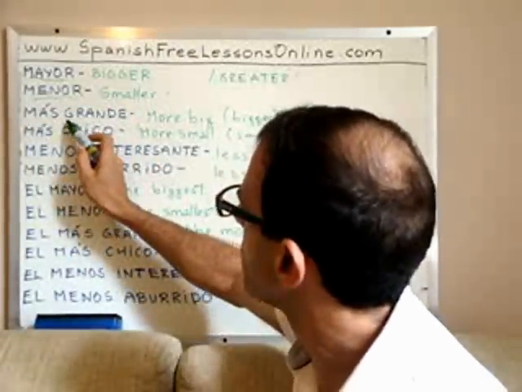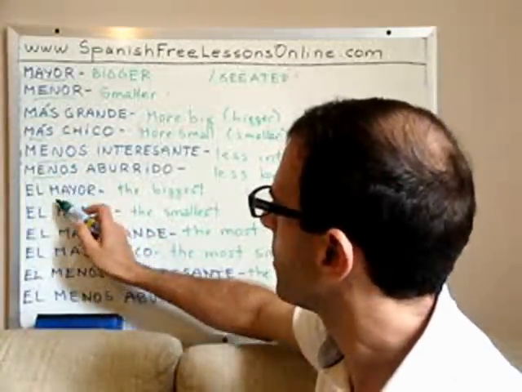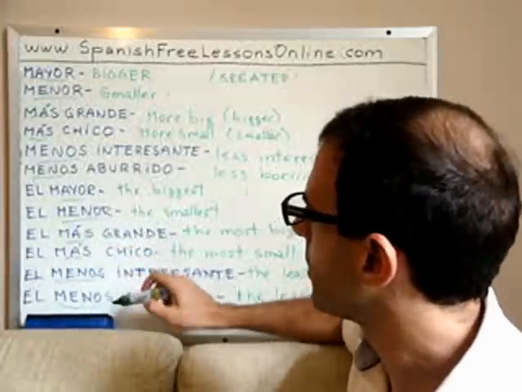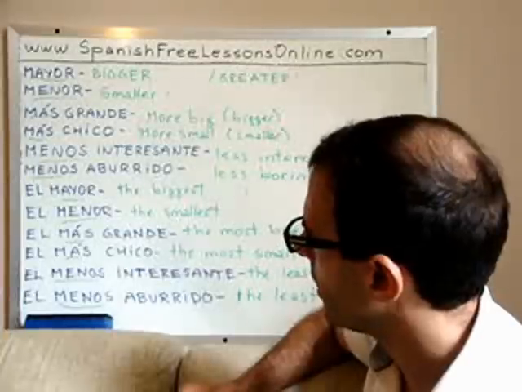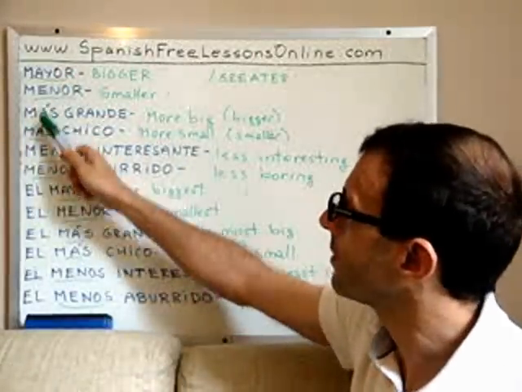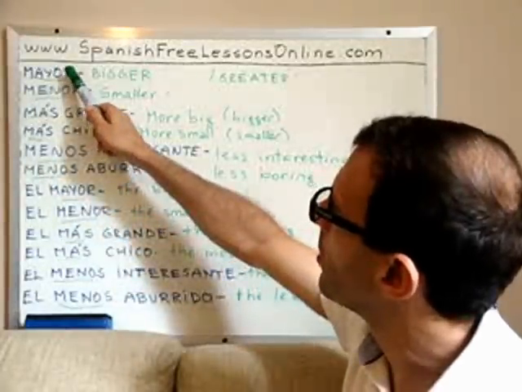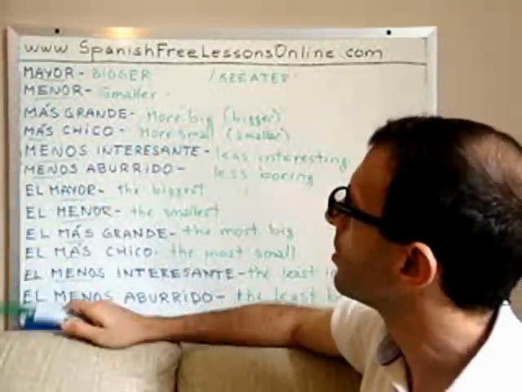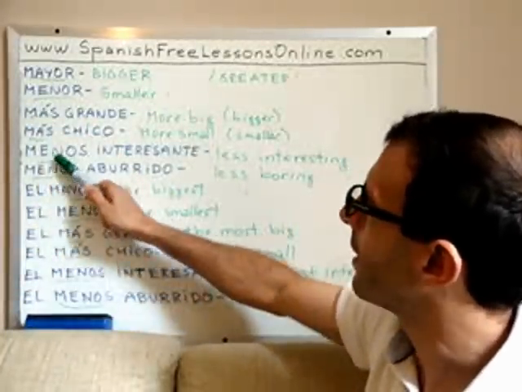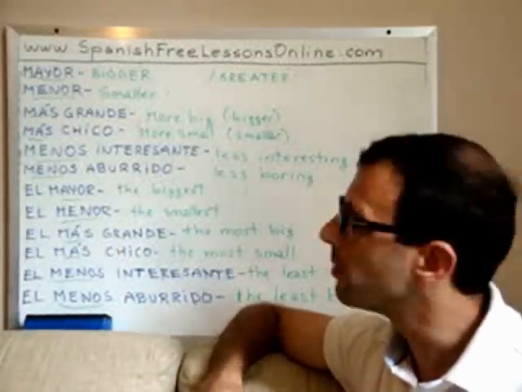Mayor, menor, you see. Más, menos. Más and menos, right? And mayor, menor. Mayor, menor, and más, menos. Remember these words. The bigger, smaller, or older, younger, and more, less. More or less. Those are very important words, so just try to remember them.